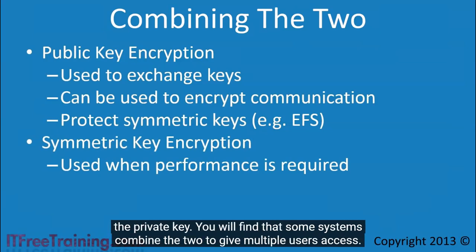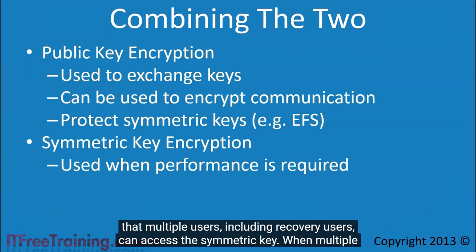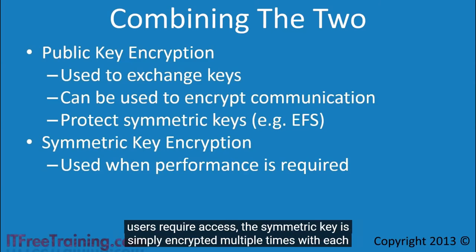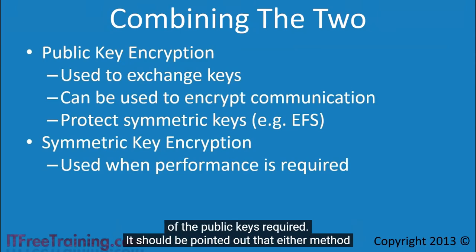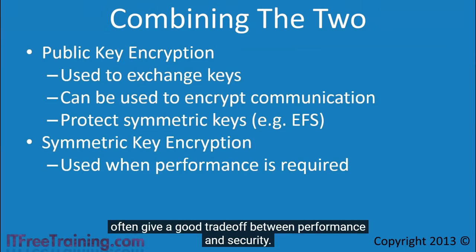You will find that some systems combine the two to give multiple users access. For example, Windows file encryption uses a combination of both encryption types so that multiple users, including recovery users, can access the symmetric key. When multiple users require access, the symmetric key is simply encrypted multiple times with each of the public keys required. It should be pointed out that either method can meet the needs of data encryption and communication, but combining the two does give a good trade-off between performance and security.